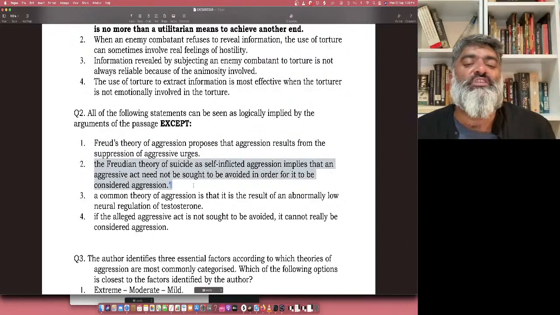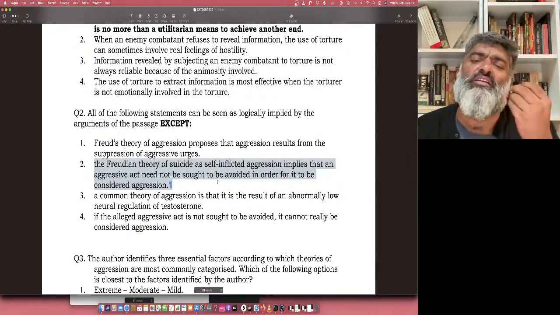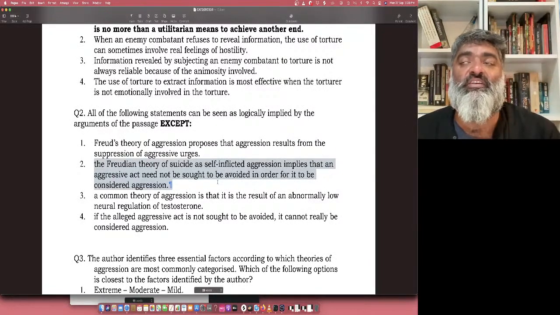The Freudian theory of suicide as self-inflicted aggression implies that an aggressive act need not be sought to be avoided in order for it to be considered aggression. Now, how do I know this is implied in the passage? How do I confirm that this information is implied in the passage? And this is where maybe it will get difficult, the act of inference, right? The making of deductions. So, stay with me, stay with this option. This is important to learn and be very clear about. He says the Freudian theory of suicide as self-inflicted aggression implies that an aggressive act need not be sought to be avoided. What is all of this?